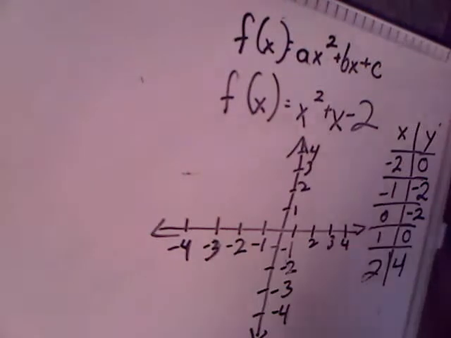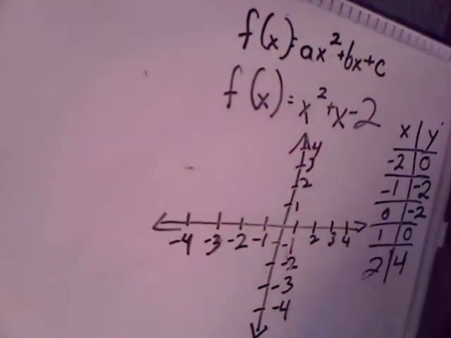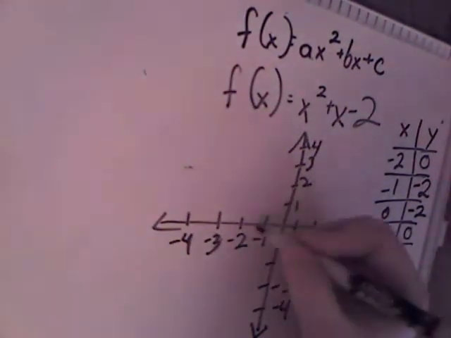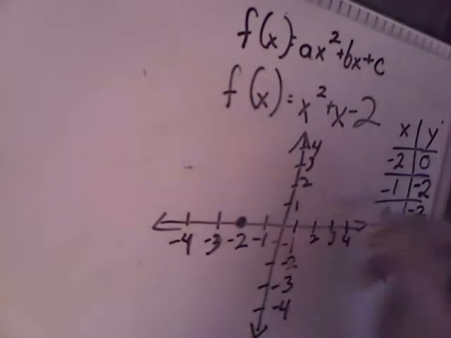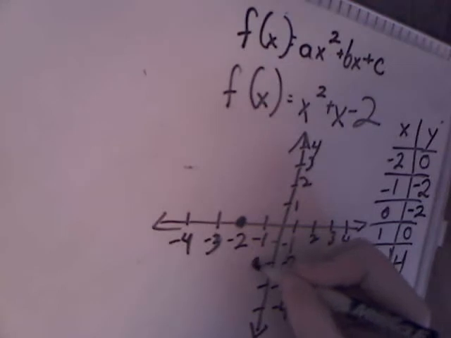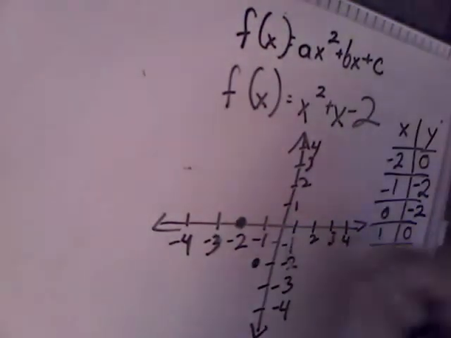The first thing I'm going to do is graph my first point, which is -2, 0. Then I'm going to graph -1, -2. My next point is 0, -2.